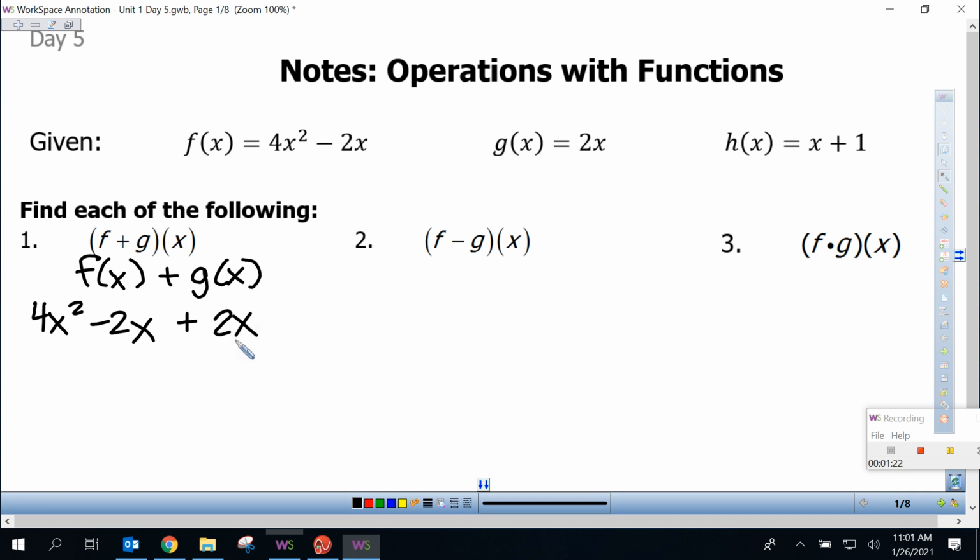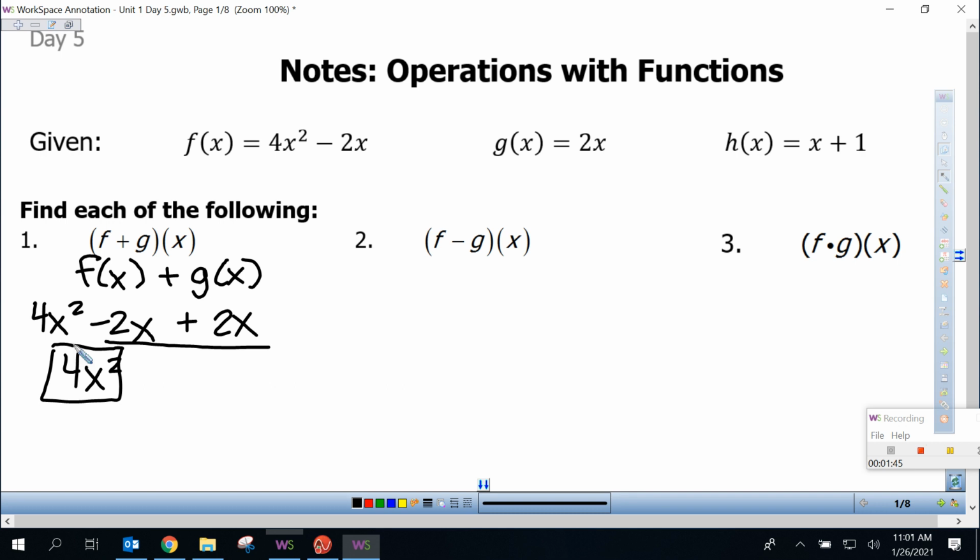Now we need to add those two functions together. So make sure you start with the highest power of x, which would be x squared. That's the only one, so drop down 4x squared. And combine your like terms. Negative 2x plus 2x is 0. So the answer is just 4x squared. Make sure your answers are in simplest form.